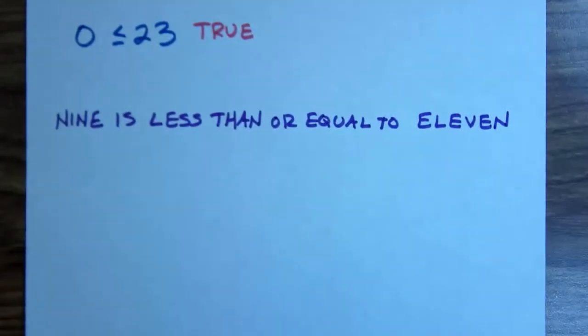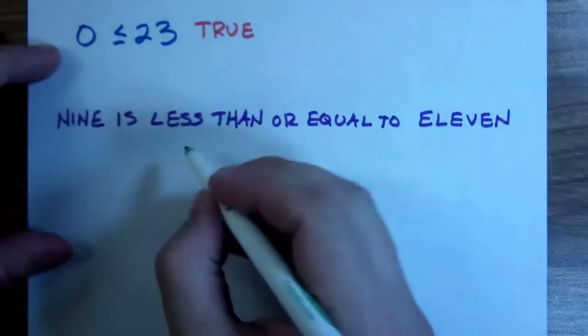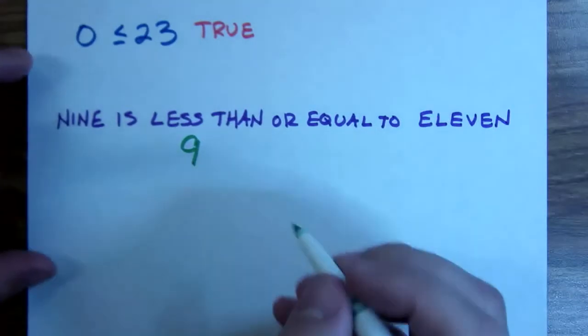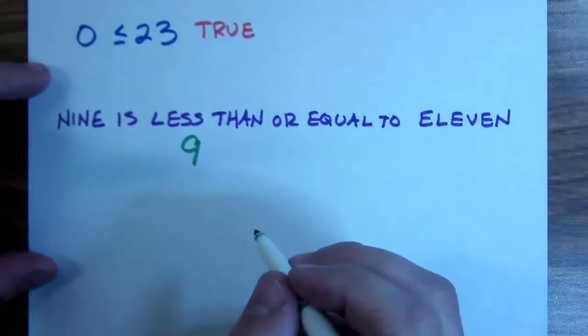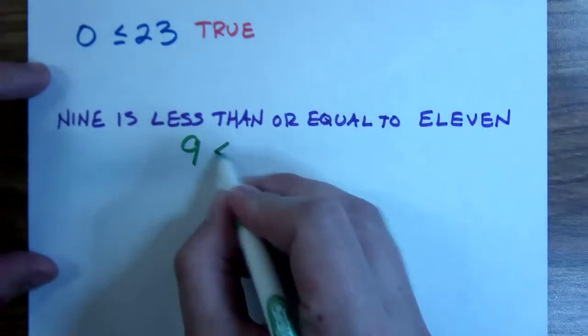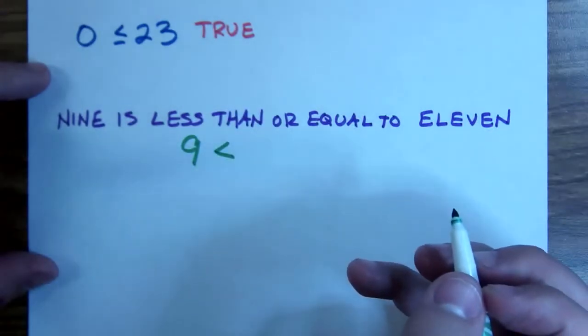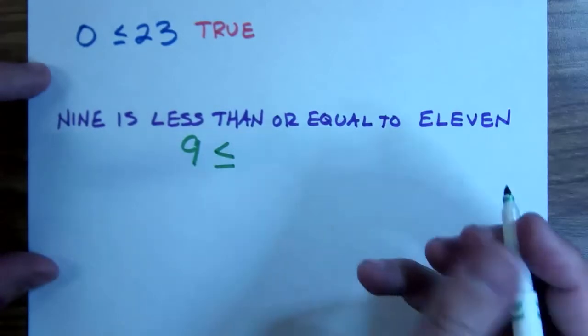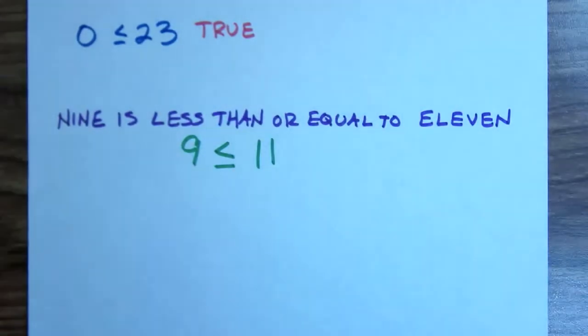What comes first? 9, the digit 9. Then what? Less than, which one's that? One that points to the left. The one that points to the left. The equal sign, equal to the bottom. Yep. Good.